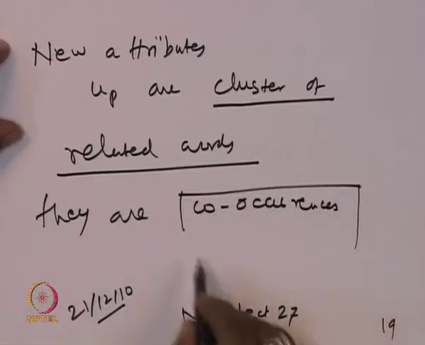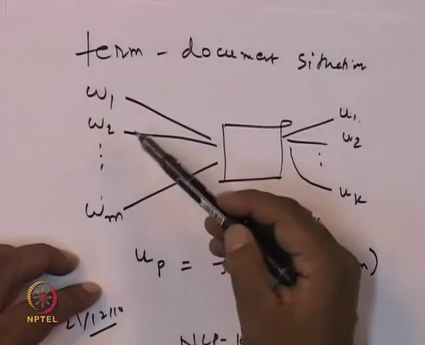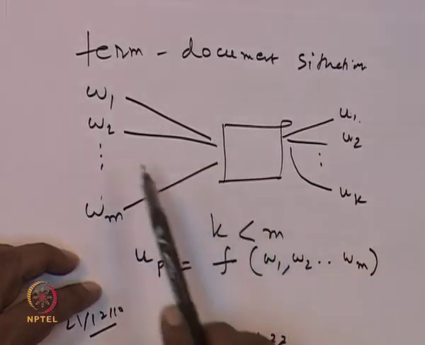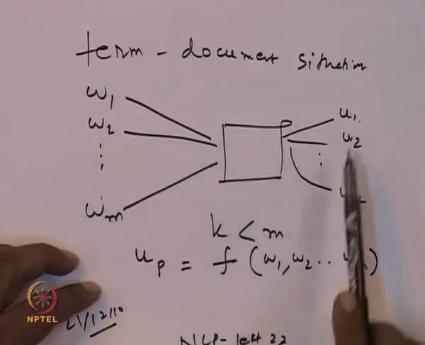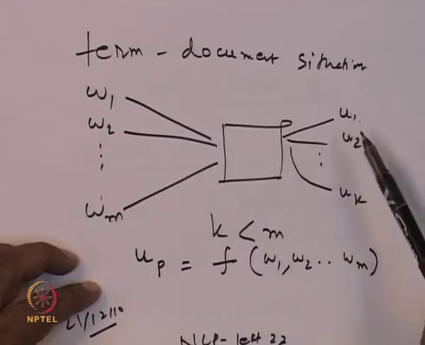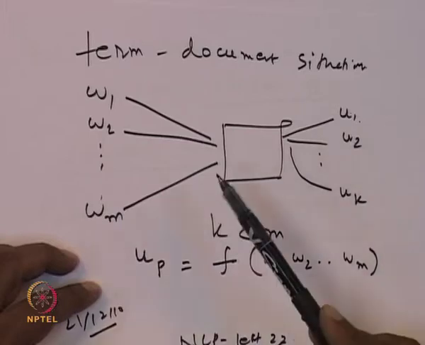Okay. So, we have hit upon a very important concept in natural language processing. Dimensionality reduction has been applied. We have got these words occurring in various documents. We have applied dimensionality reduction, and what we have obtained is a set of new attributes. What are these new attributes? Very strongly co-occurring words.